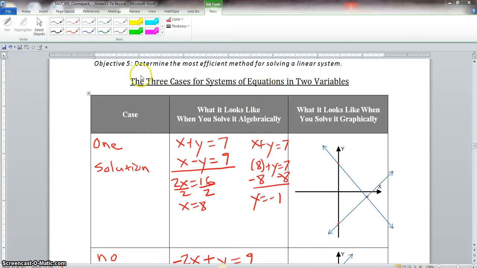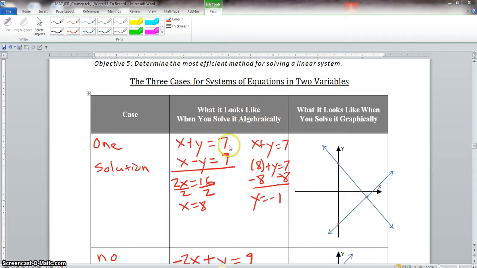Okay, class, now we come to objective 5. Determine the most efficient method for solving a linear system. The three cases for a system of equations in two variables. We have this case, one solution. What it looks like when you solve it algebraically.